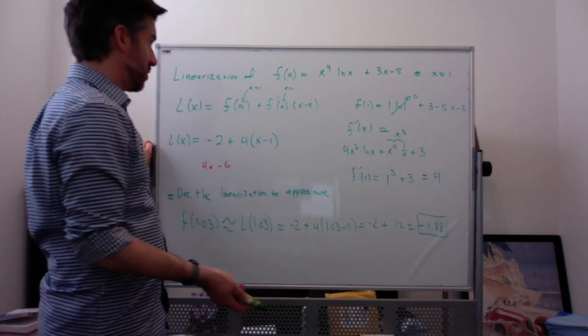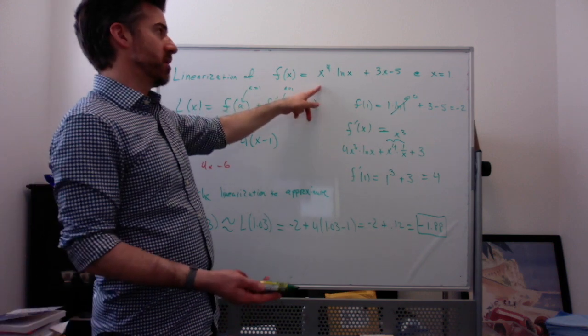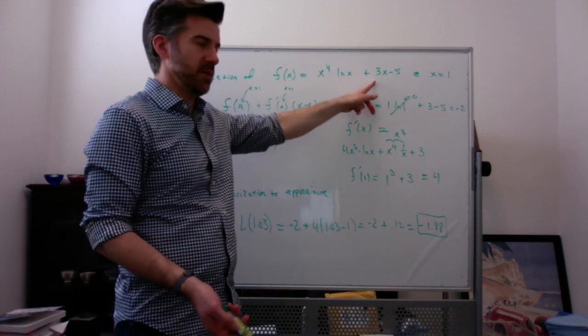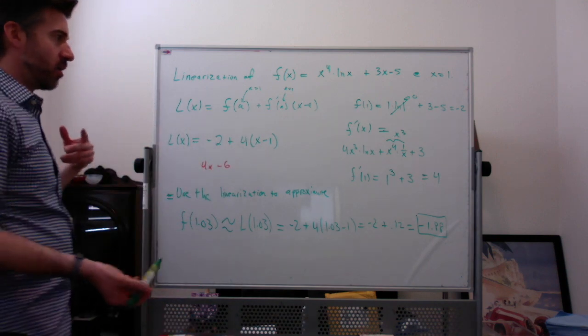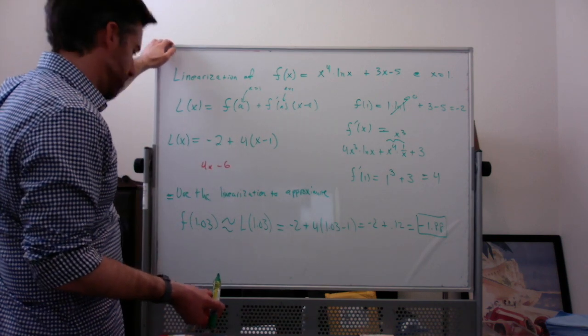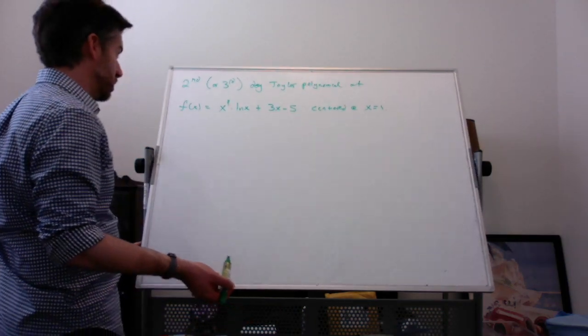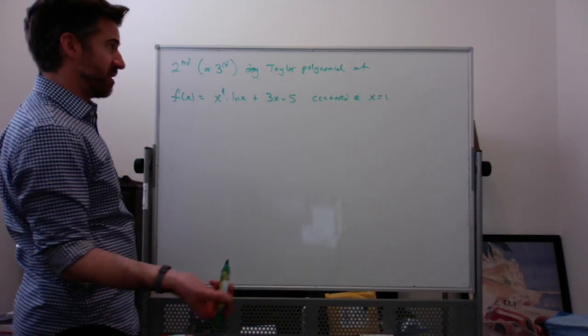I'm not going to plug it in, but you can check on the calculator. If you did 1.03 to the fourth times natural log 1.03 plus 3 times 1.03 minus 5, it would probably be pretty close to that. Okay, let's go ahead and look at the Taylor polynomial of this same function. And let's find the second, or maybe even the third degree Taylor polynomial.